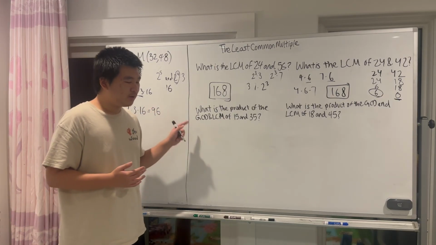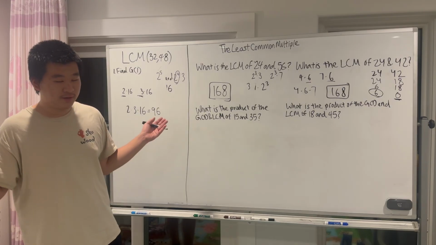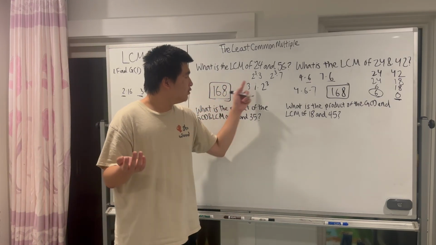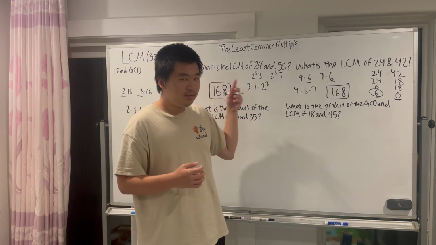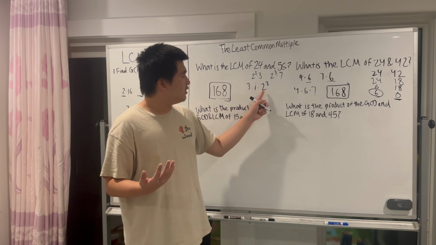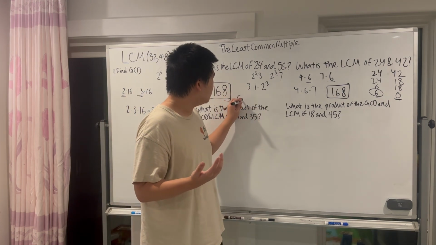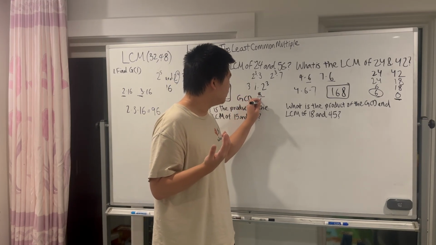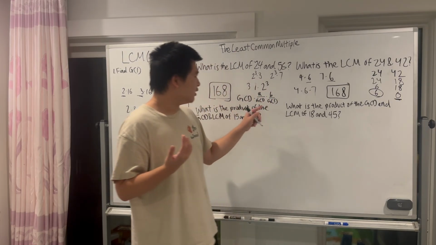Because there's a very important property of the GCD times the LCM. Can you figure it out? Well, let's look at maybe these numbers. 2 to the power of 3 times 3 and 2 to the power of 3 times 7. Now, to get the LCM, all we did was take the GCD times number A divided by the GCD times number B divided by the GCD. And this was our LCM.